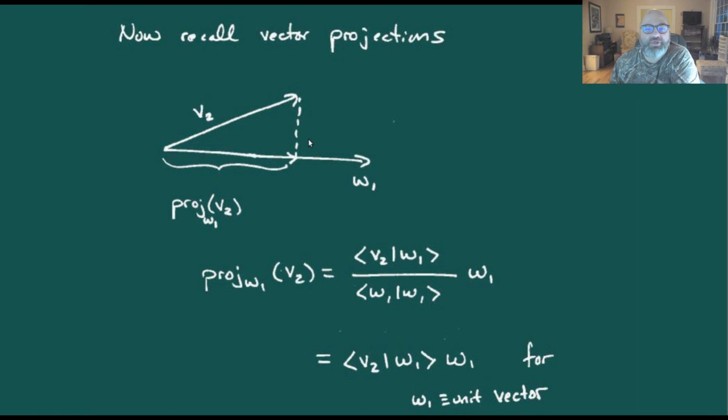The next step with that is we remember our vector projections from Calc 3. If we've got one vector w1 and another vector v2, then we can ask how much of v2 is going to be in the direction of w1? The formula for that is the dot product of v2 with w1 in the numerator, divided by the dot product of w1 with itself in the denominator, and that's our scaling factor times w1. In the special case when w1 is a unit vector, our denominator is 1, so that cancels out, and we just have v2 dotted with w1 times w1.